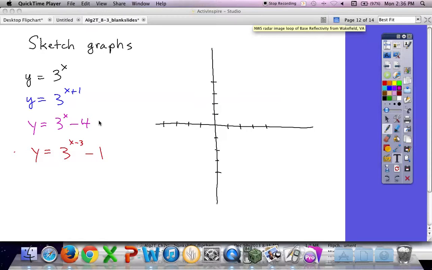Okay, so let's sketch some graphs. And these are 4 exponentials. It's the same kind of thing we did in the homework last night with radical functions, right? We knew the basic shape, we moved them around. We know the basic shape, let's move it around.